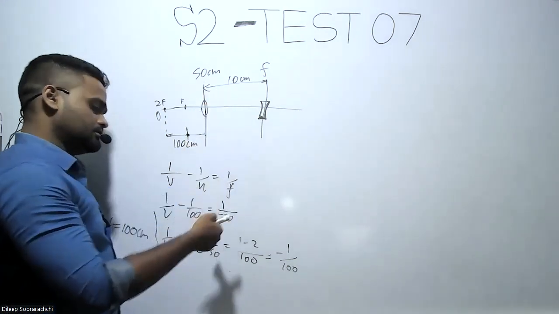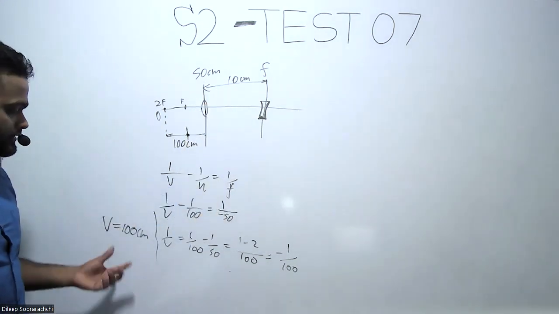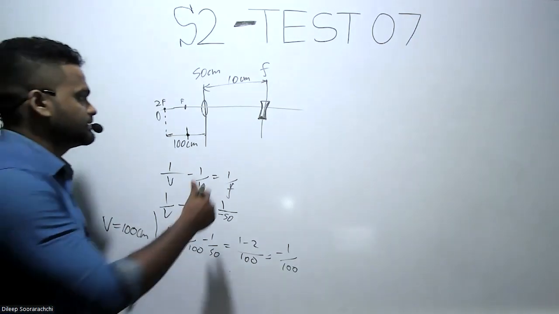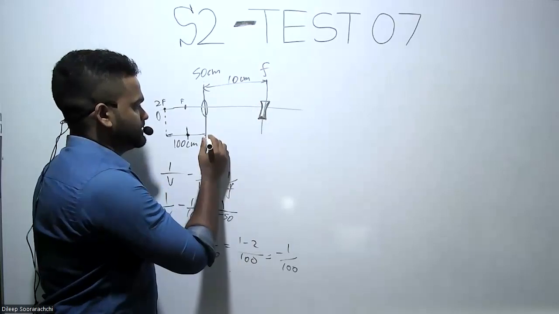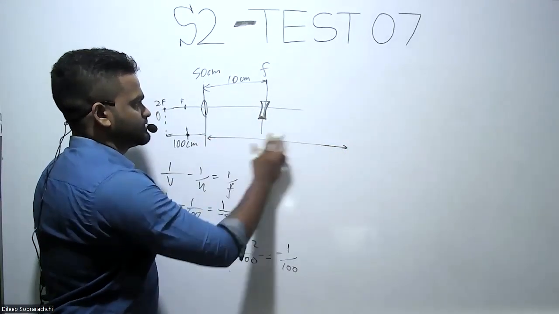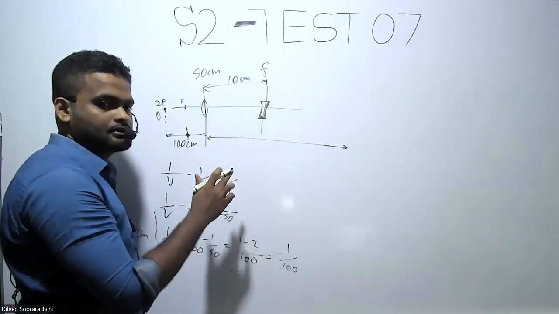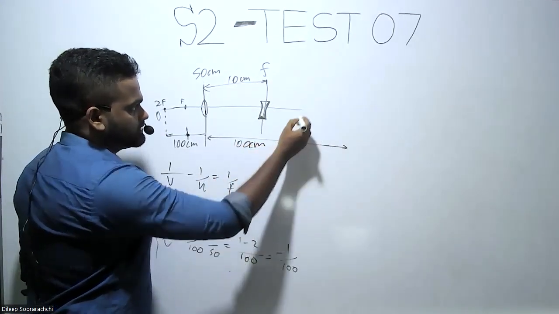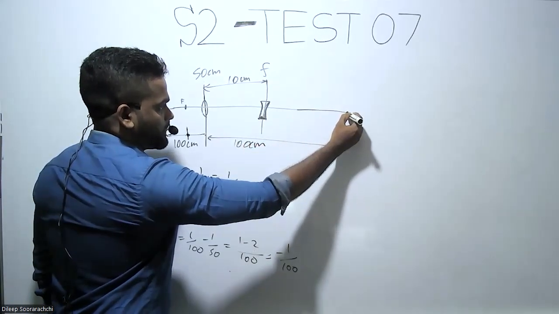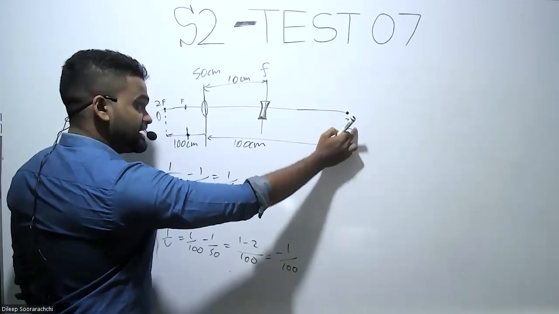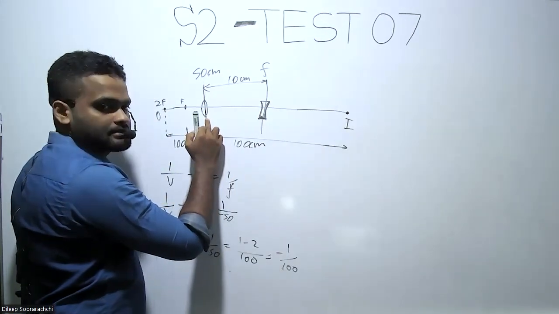Okay, now those are the two ways you can find the image distance. We'll just use 100 centimeters. So this is 10 centimeters. So the image is formed here. This is not to scale, okay? This is not drawn to scale. So this should be 100 centimeters. So that is the position of the image made by the convex lens.